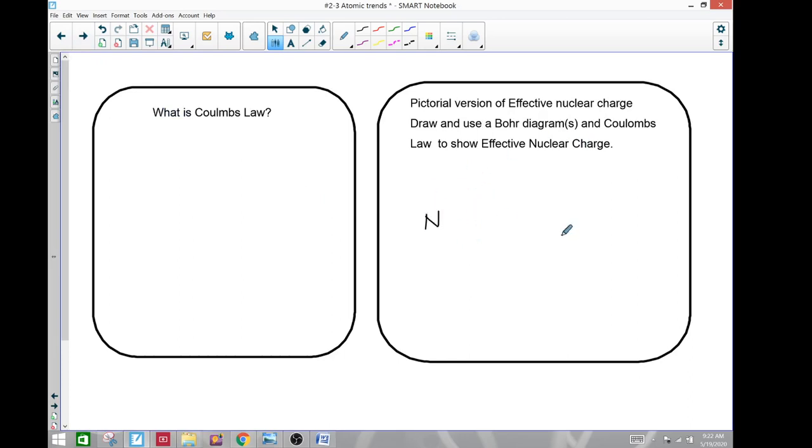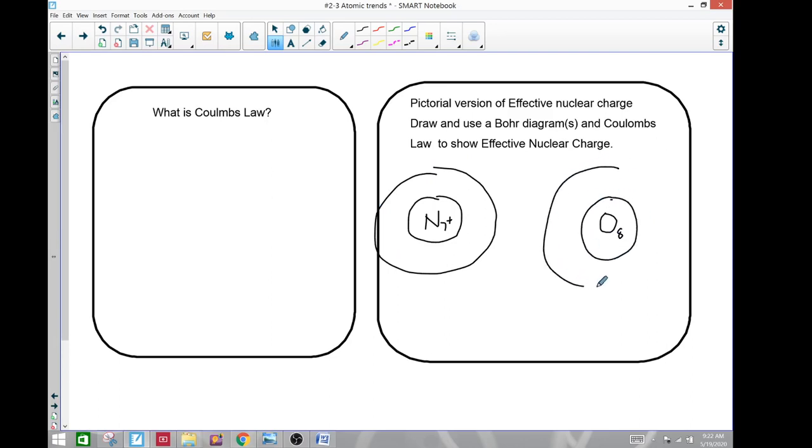We've got nitrogen and we have oxygen. This guy's got 7 protons. This guy's got 8 protons. They both have the same number of energy levels, 2. So you might say that they're very similar size, and they are very similar size. That's one thing to keep in mind. 1, 2, 3, 4, 5, 6, 7 electrons. 1, 2, 3, 4, 5, 6, 7, 8 electrons. So what's going on here? First of all, they are very similar in size. But there's something going on.